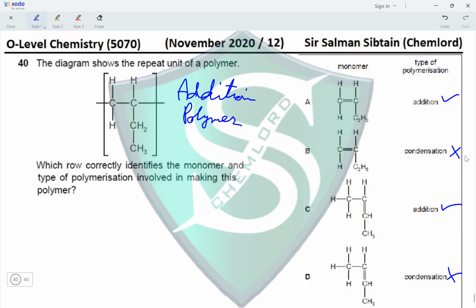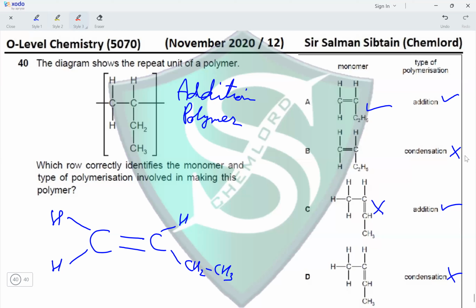Now, let's look at the monomer. Now, we've got two carbon atoms having a double bond between them. The left one has two hydrogen atoms covalently bonded to it. The right one has a hydrogen atom and a CH2 and a CH3 group covalently bonded to it. So option A has this option. Option C does not have this option. So option C has been eliminated, and this makes option A the correct option for this question.